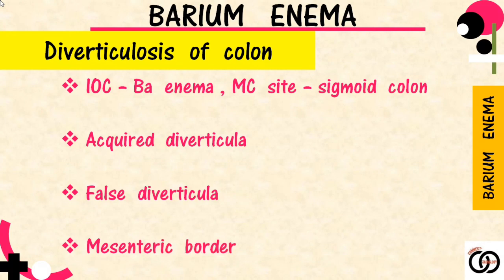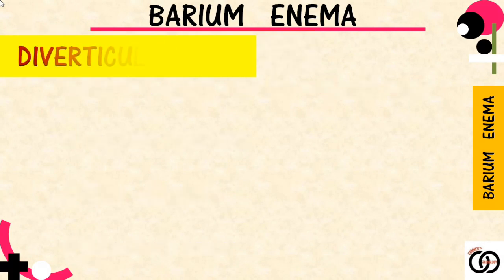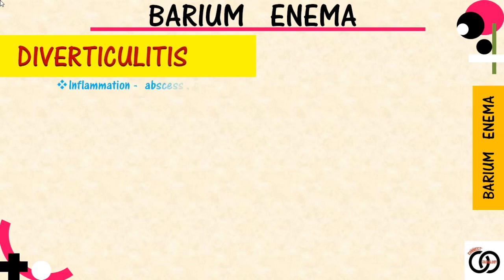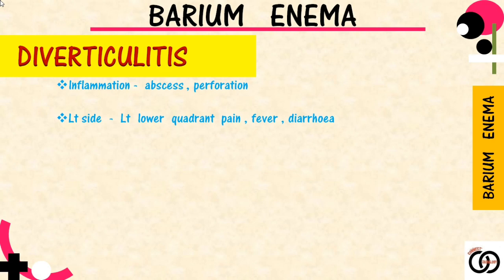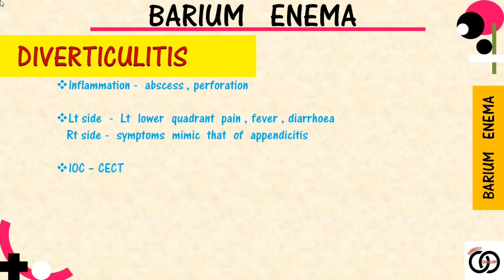Okay, we know diverticulosis, then we should know what diverticulitis is. When these diverticula get inflamed, they may lead to complications like abscess, perforation, etc. If it occurs on the left side, the patient presents with lower abdominal pain on the left side with features of fever and diarrhea. And if it occurs on the right side, symptoms mimic those of appendicitis. The investigation of choice for diverticulitis is contrast enhanced CT scan, not barium enema.